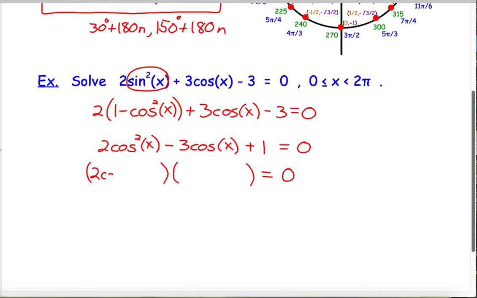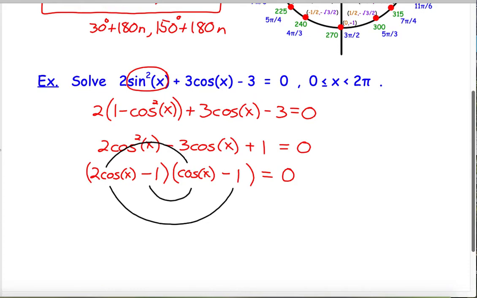So 2 cosine squared is going to be 2 cosine times cosine. And for the 1, it has to be a 1 times a 1. And since my middle term is negative, both of these will be negative. So if you go ahead and distribute, or FOIL, that's going to give me a 2 cosine squared. That'll give me a negative 2 cosine x. Another negative 1 cosine x combines to be negative 3 cosine x. And then a positive 1, or plus 1. So I factored it correctly. I checked that by distributing.